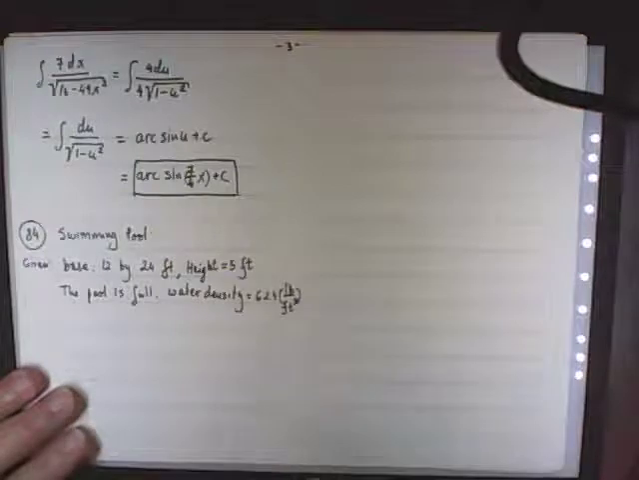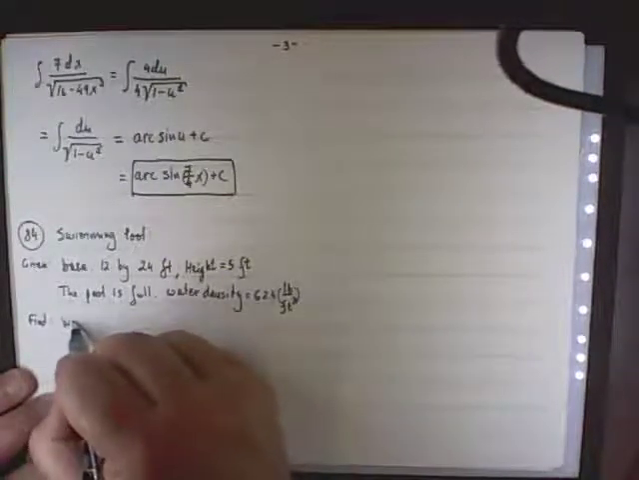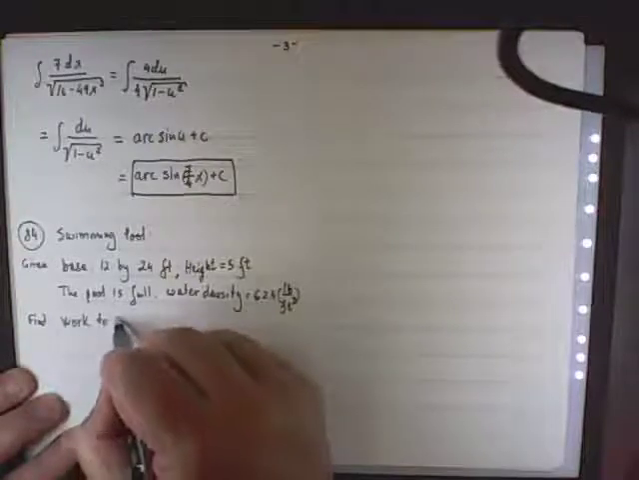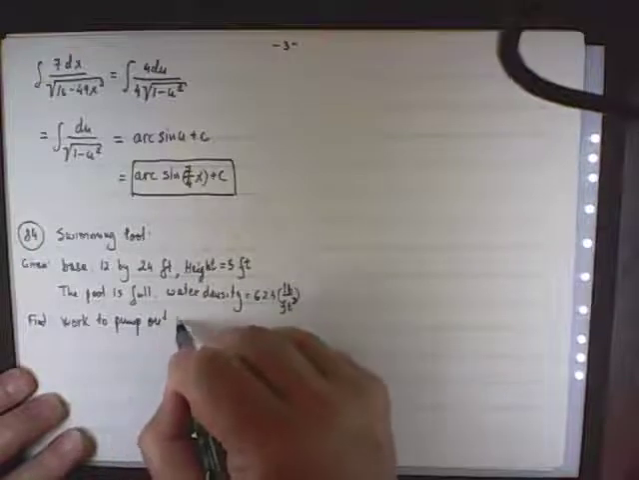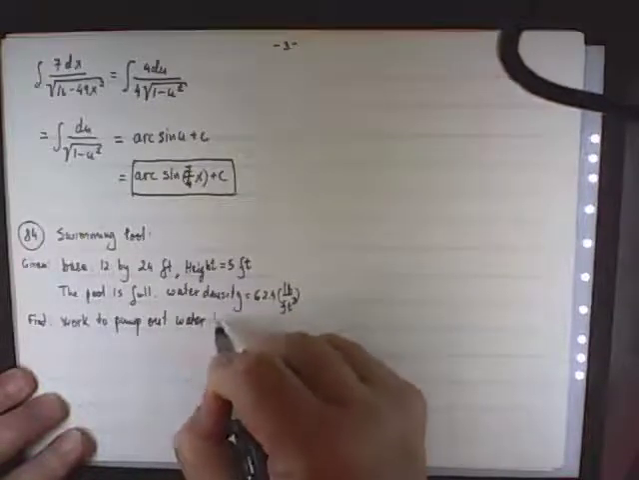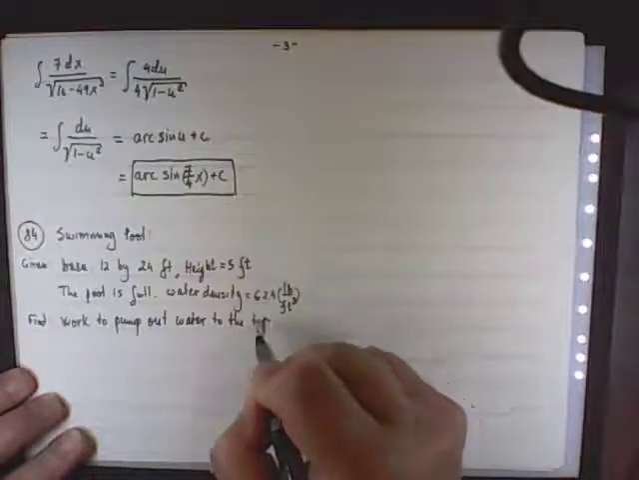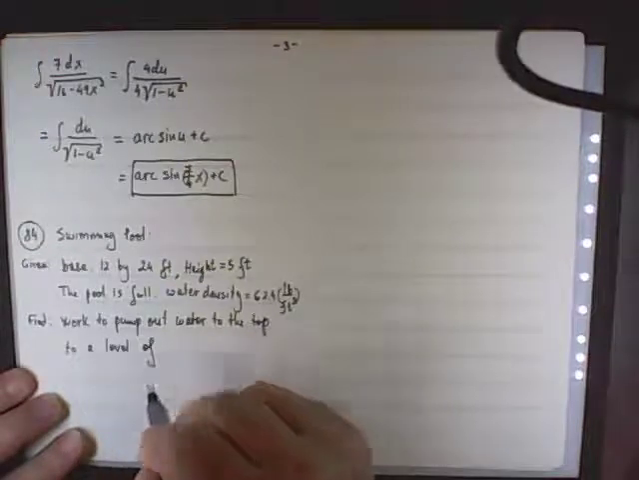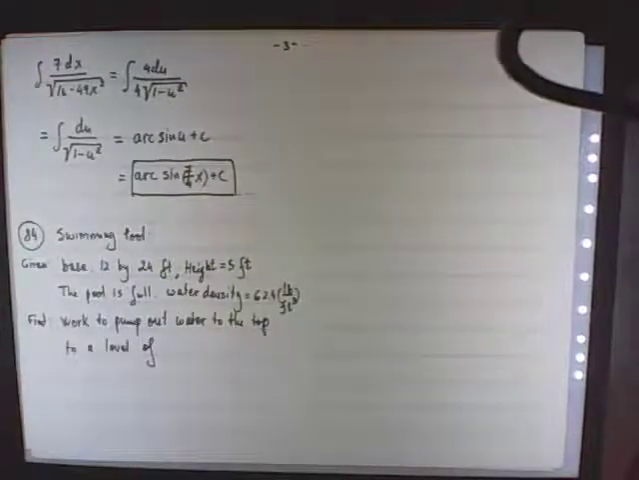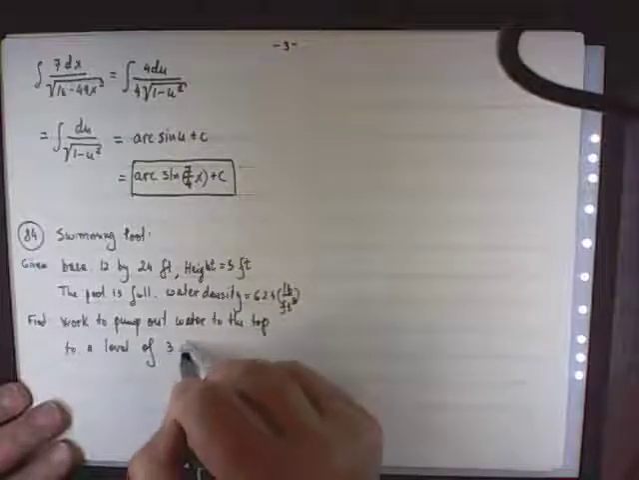All right, so what we need to find is the work to pump out water to the top to a level of, now let me understand, they want to pump out to reduce it by 2, right, Lois? So it was 5 feet, so to a level of 3 feet.